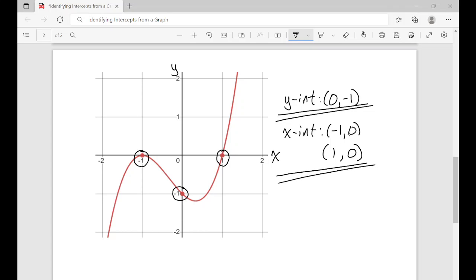So in this one we have 2 x-intercepts and we have 1 y-intercept. Again, it's possible to have multiple x-intercepts, but if you're dealing with a function, you should have at most 1 y-intercept.